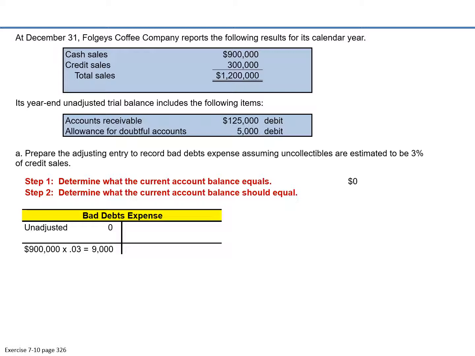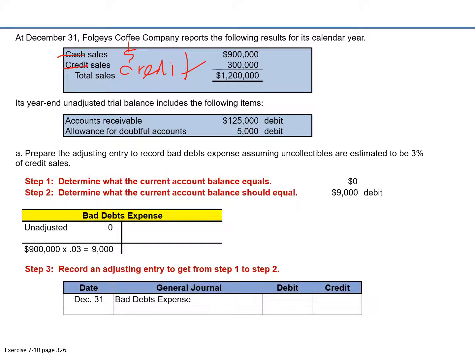Oh gosh. Let's make that, this is cash, this is credit. They have it backwards up here. All right, so then assuming that our credit sales are 900,000, not our cash sales, 900,000 times 3%, $9,000. So in order to get our bad debt expense from 0 to 9,000, we need a debit of $9,000 and credit allowance for doubtful accounts for $9,000.